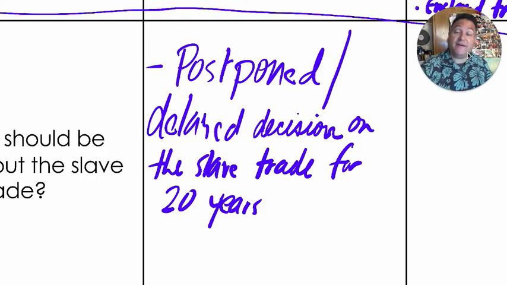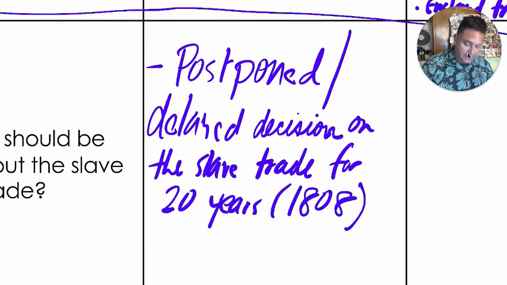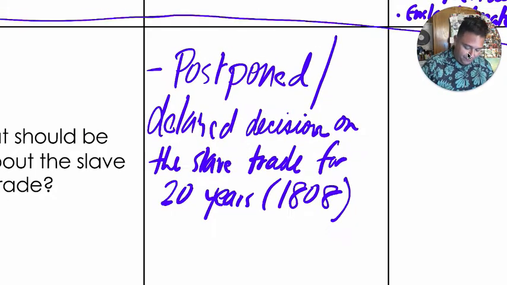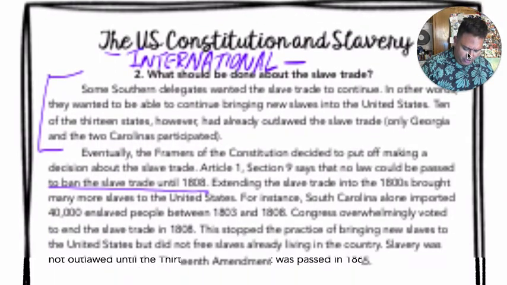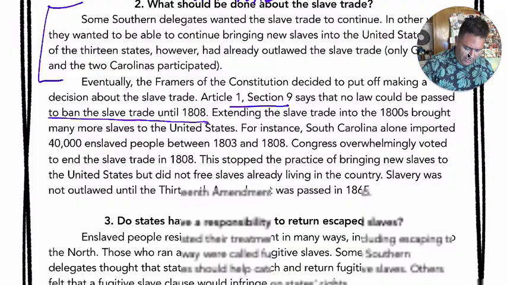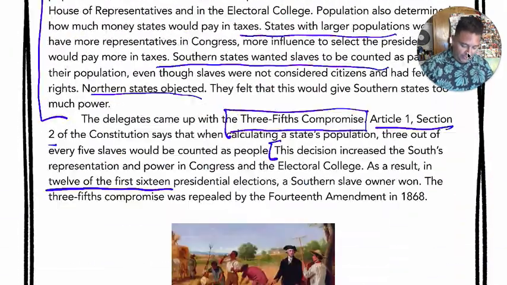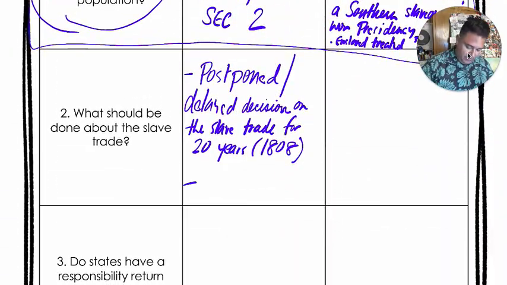Ultimately, the Constitution was written in 1787, finally ratified in 1788. And so 1788 plus 20 years, that's 1808, is when finally Congress could act to limit or to ban the international slave trade, which they ultimately did in 1808. And then where can we find that? What's the article and section? That is Article 1, Section 9, right? So Article 1, Section 9. I'll write this here.